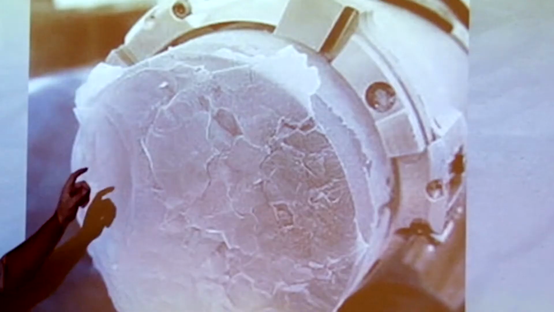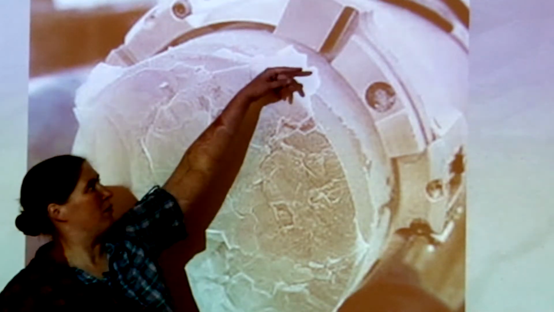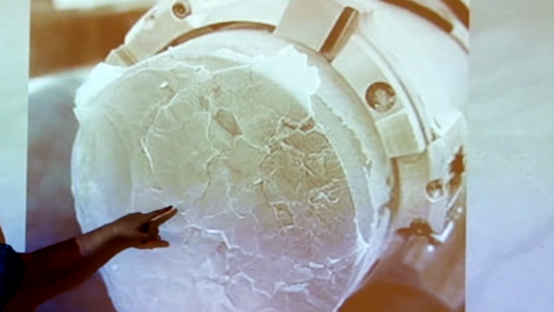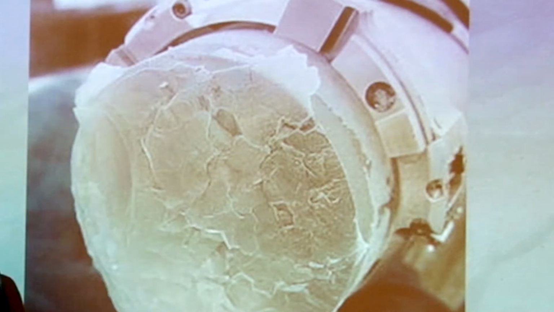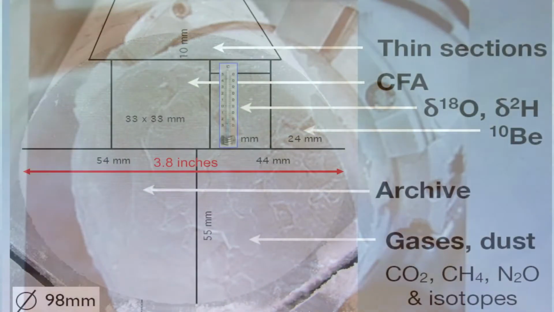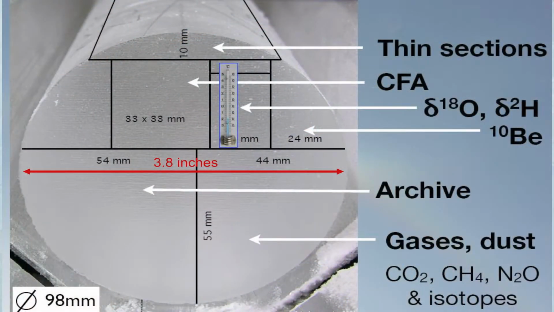This is a picture. Here you can see the cutters where the core is cut, and you can also see nicely the structures of the ice, the different crystals. And then it is cut into different pieces. This is an example where one project I was working in was cut in this way. Other projects are cut in completely different ways.